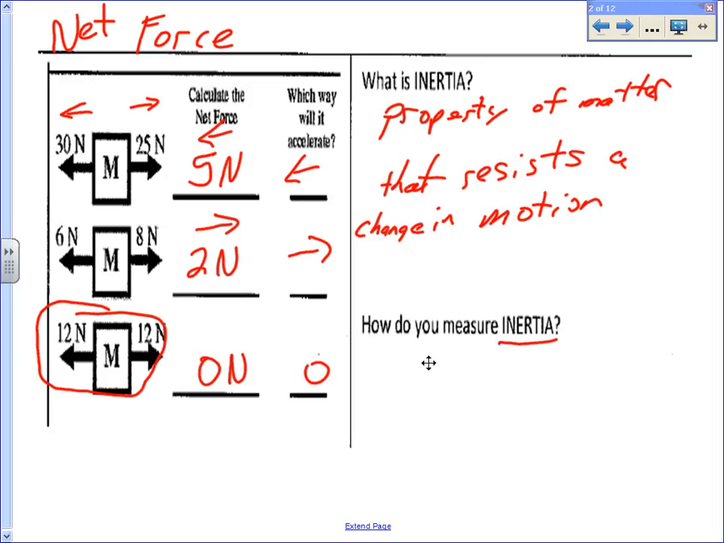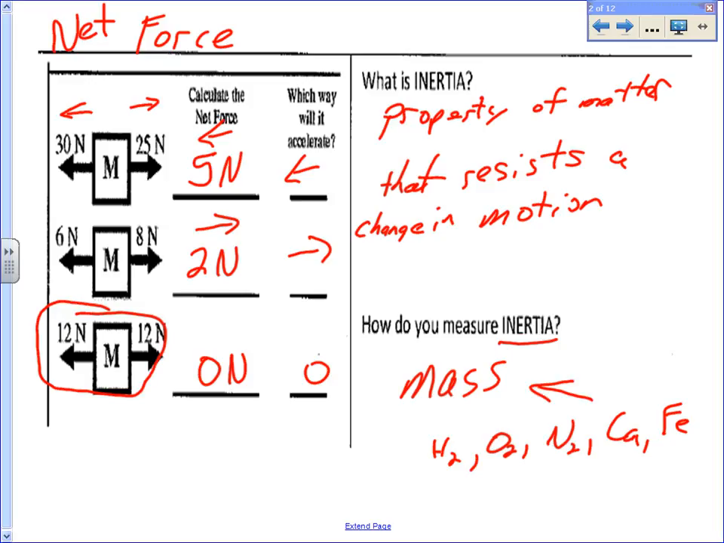Weight is related to inertia, but it's not the same. Inertia is measured by the mass of the object. That's all of your elements and compounds that make you up. So all your hydrogen, your oxygens, your nitrogens, your calciums, your irons, all those things that make you up, that is your mass. That never changes. Gravity is what we're going to be talking about today in class. That will change based on the acceleration due to gravity.